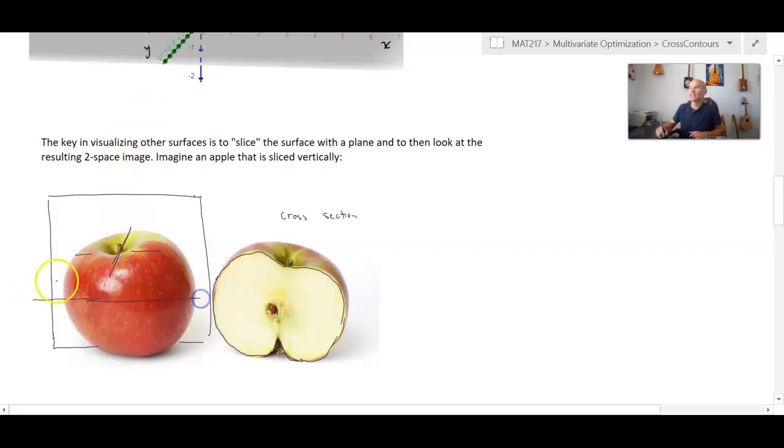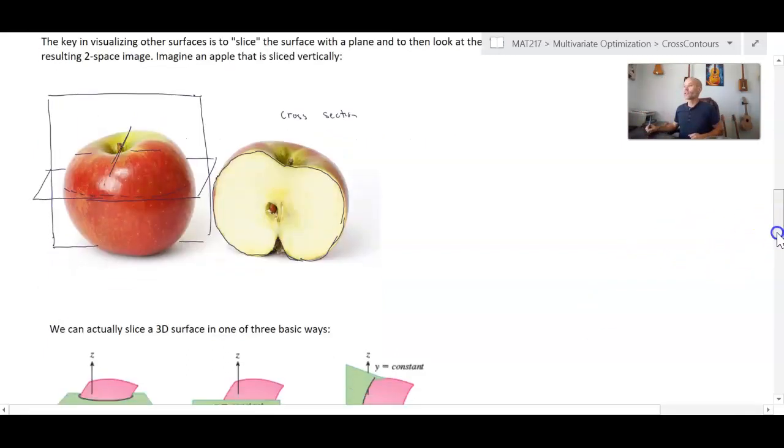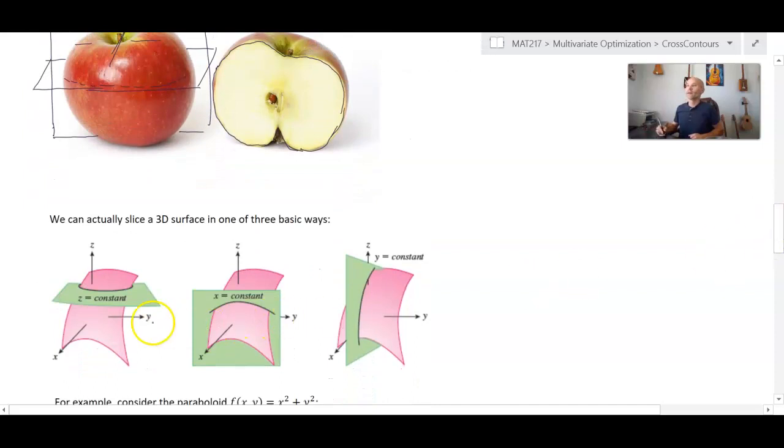We could slice it in half by using a horizontal plane, in other words, holding the value of z constant, and you can imagine what that would look like. That would look almost like a circular ring if we sliced it horizontally and then looked down upon it. With functions, it's no different. We can slice a 3D surface in one of three basic ways.